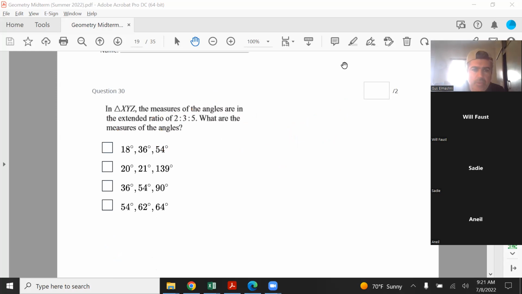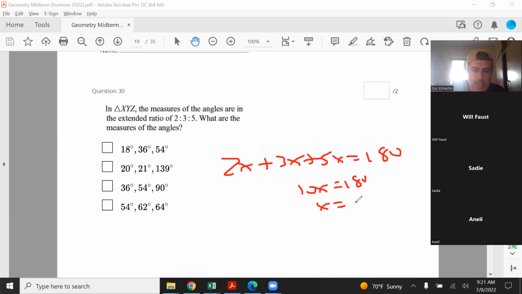Okay, and then last one. What we got here? 2, 3, 5. So all the angles have to add to 180, as we know for a triangle. So you can say 2x plus 3x plus 5x equals 180. 10x equals 180. X will be 18. Therefore, that's going to be 36, 54, and 90. And so the answer to that one is going to be C.